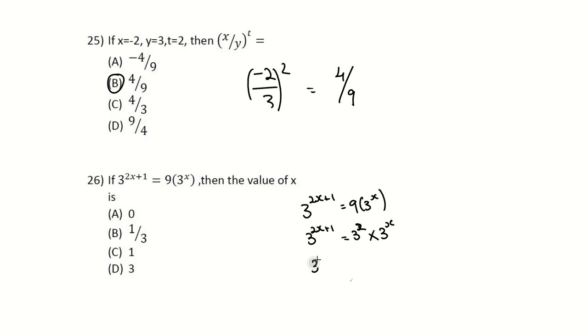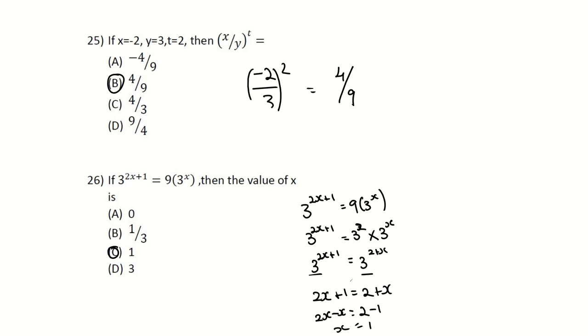So we could say 3 to the power of 2x plus 1, the bases are the same. I'm multiplying, so I add my powers, 2 plus x. So these two are the same, so now I can say 2x plus 1 is equal to 2 plus x, and I make x the subject. So I have 2x minus x is equal to 2 minus 1, so x is equal to 1, so the answer would be C.